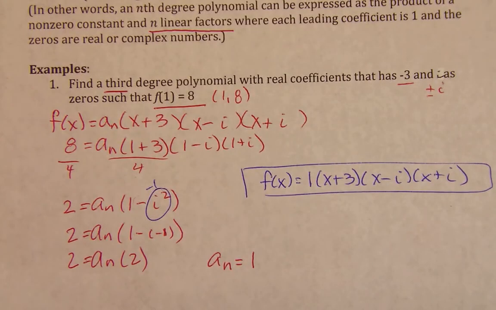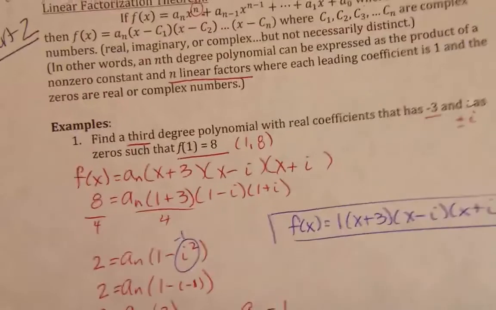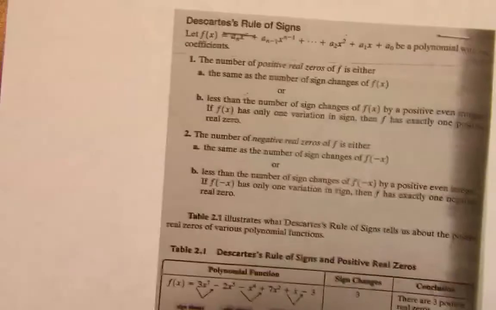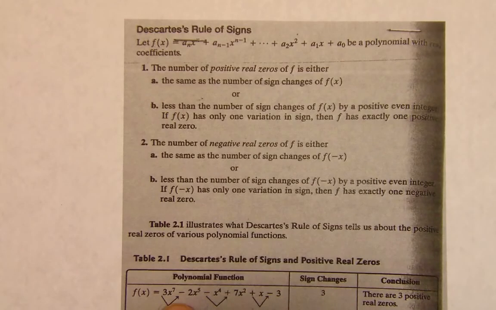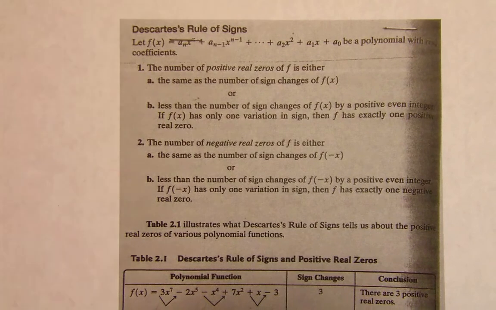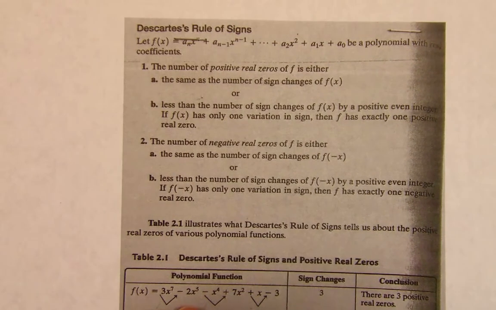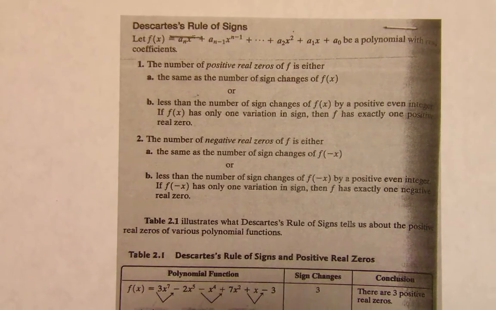All right, and we can go ahead and flip the page. And now we have what's called Descartes' rule of signs. And what that does is we're going to be looking at how many times our sign changes. So going from a positive term to a negative and vice versa.